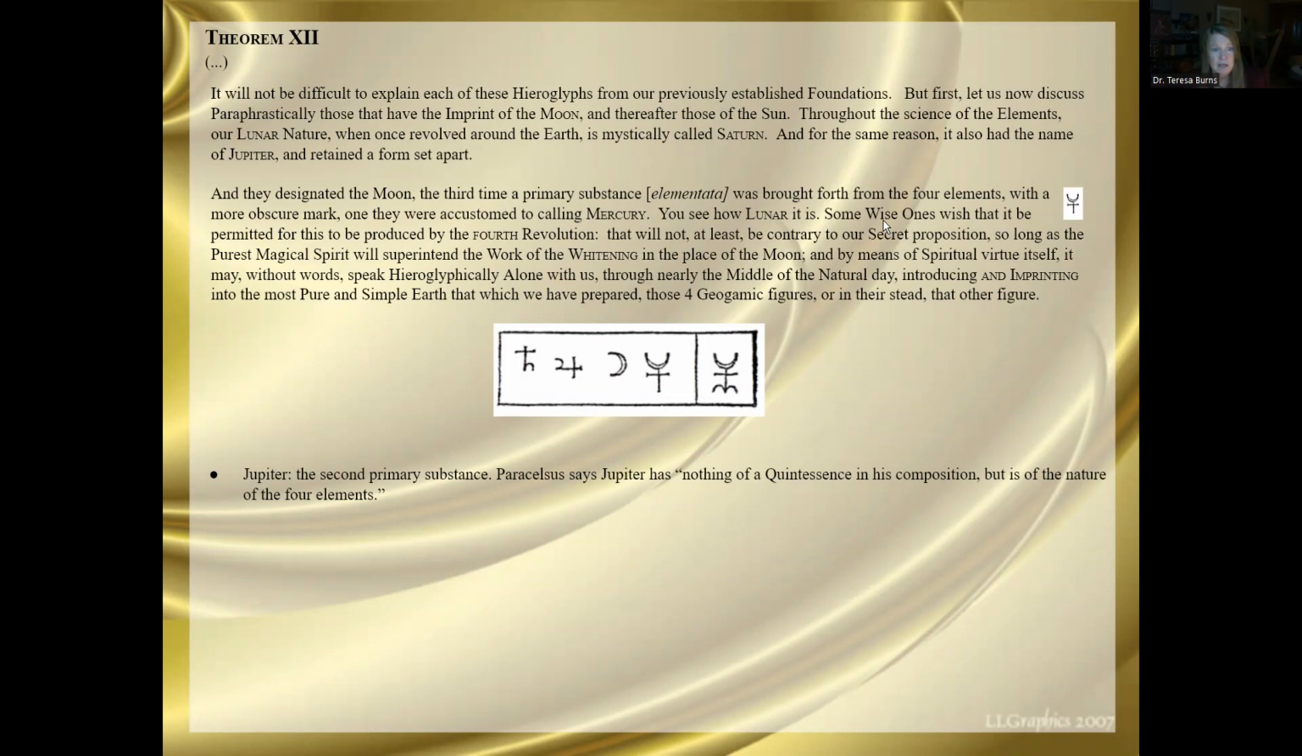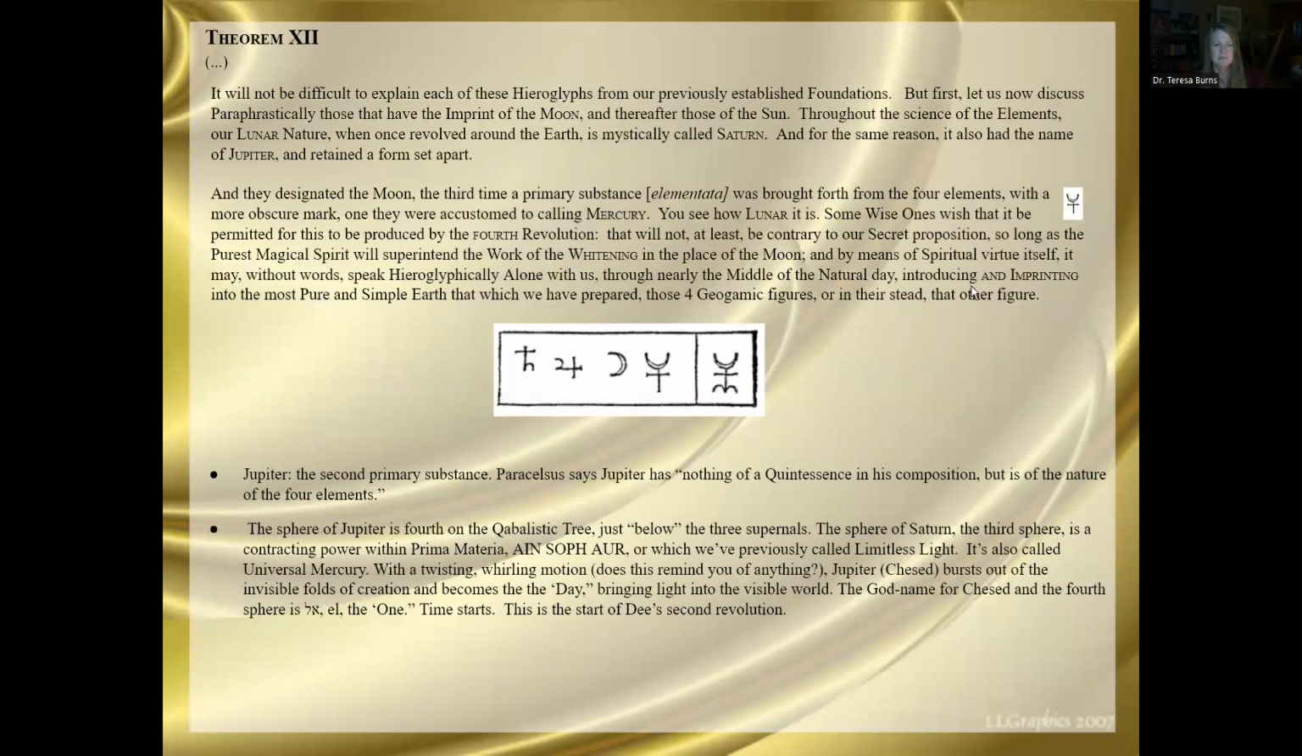Paracelsus has some interesting things to say in that Book of Vexations about Jupiter. He says it has nothing of the quintessence, the stone of the philosophers, the great work. It has nothing of a quintessence in his composition, but it is of the nature of the 4 elements. Well, is that going to help us? Well, let's see. The sphere of Jupiter is the 4th one on the Kabbalistic tree. Bina was 3, right? Jupiter is 4. We've got ternary and quaternary again. It's just below the 3 supernals, Kether, Hokmah, Bina.